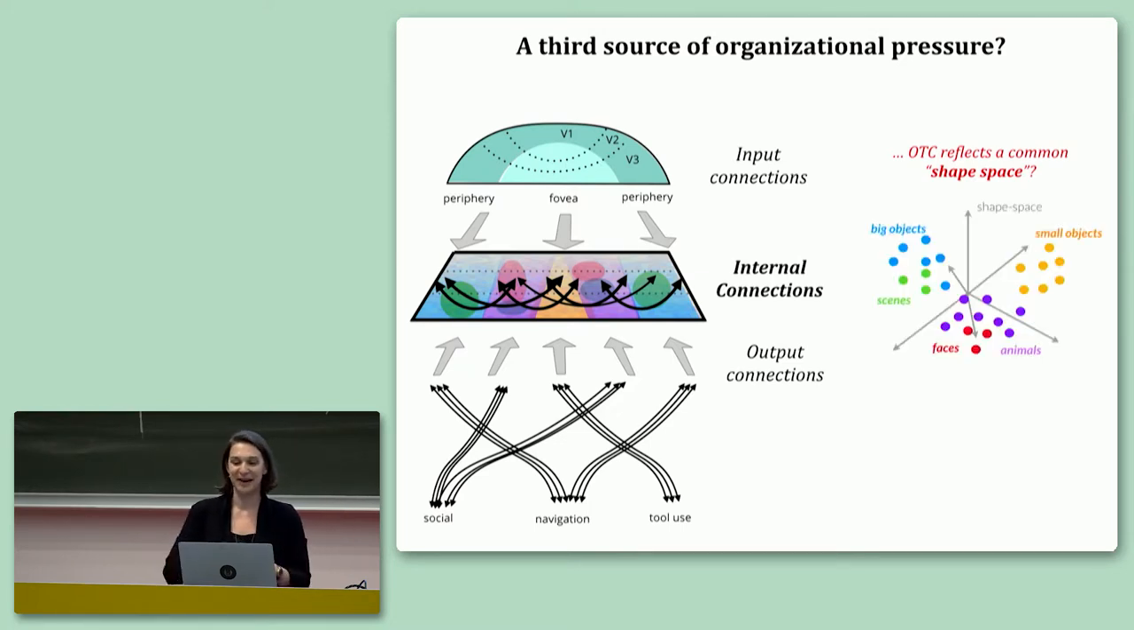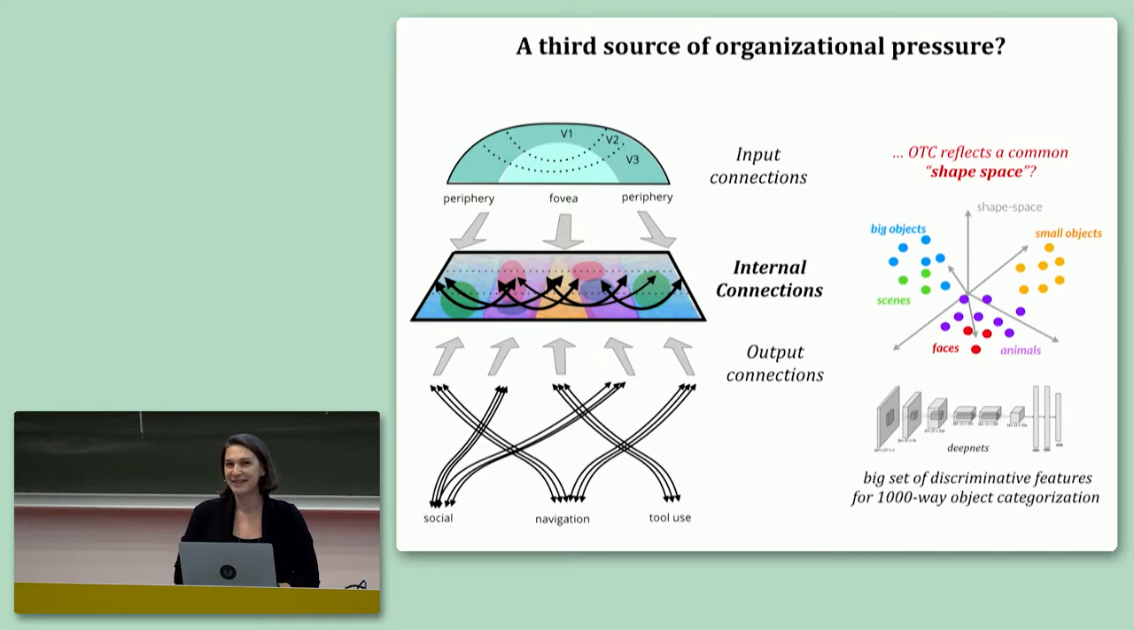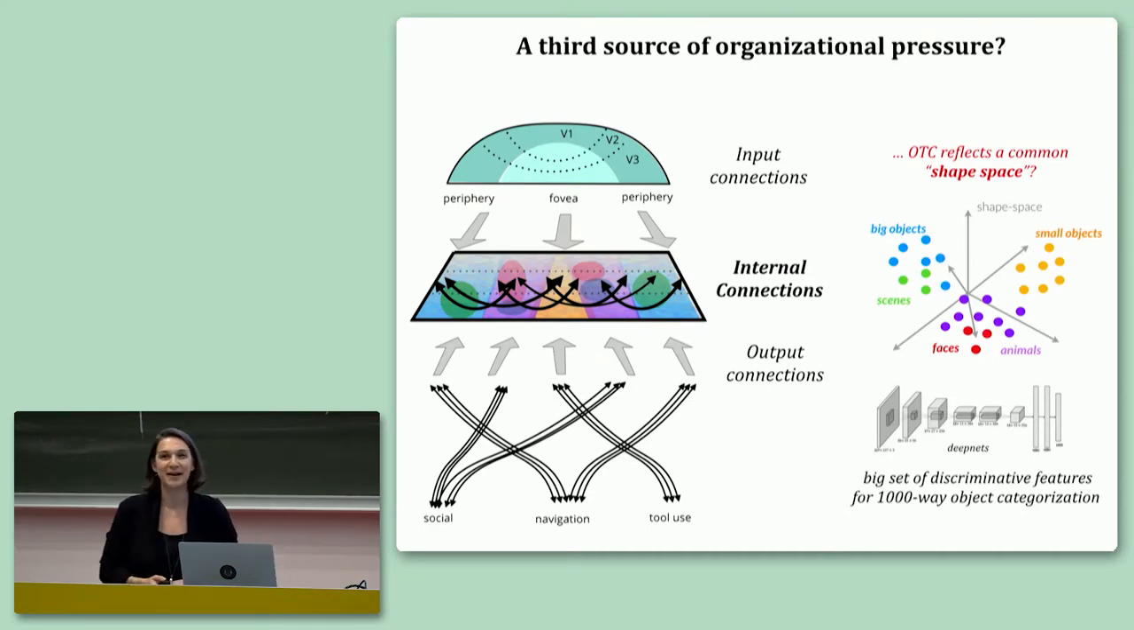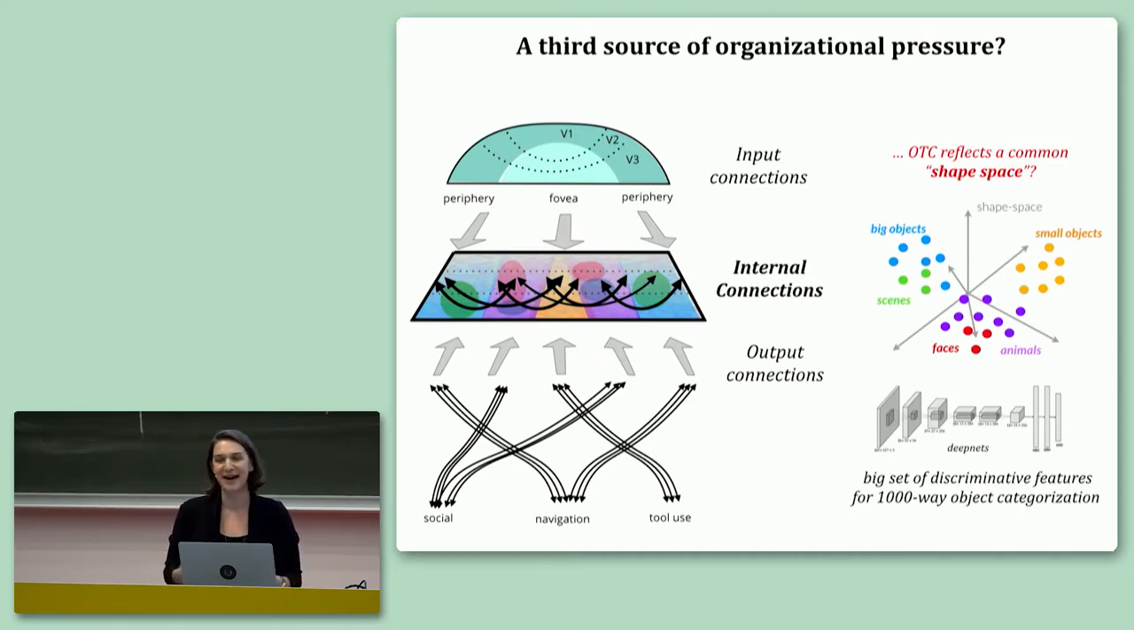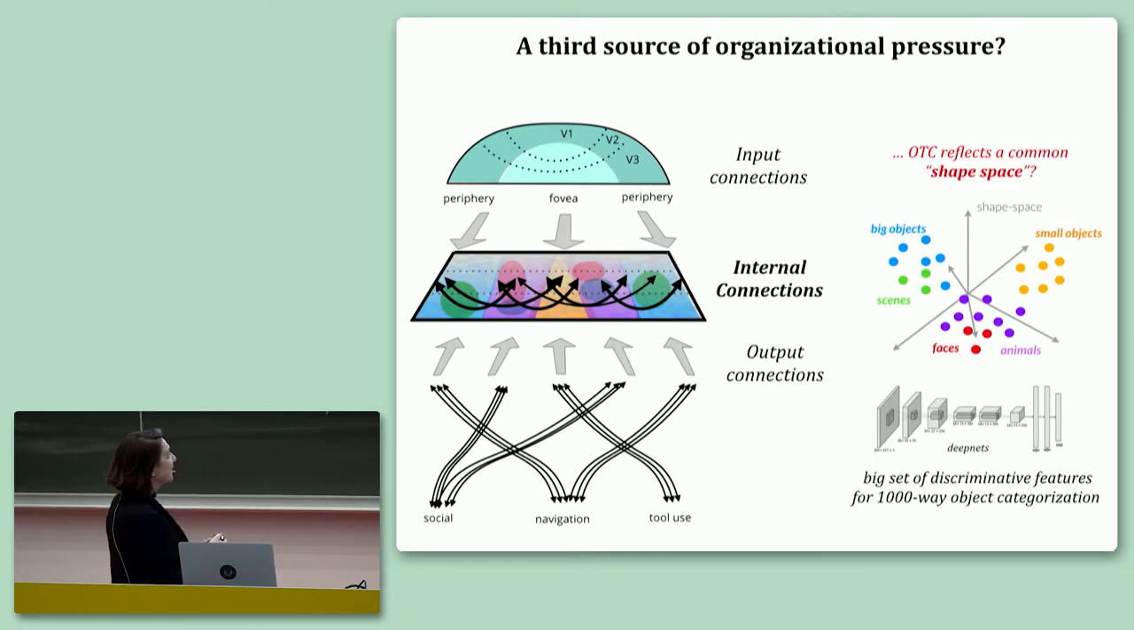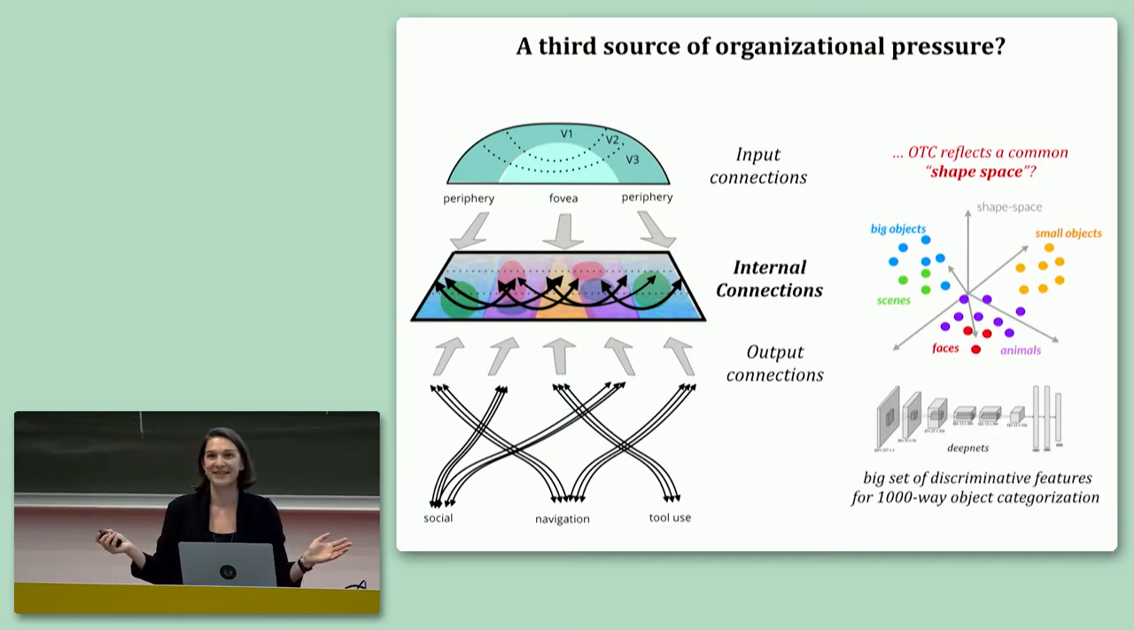So here's a schematic of that, where what you're trying to do is learn features that separate all the things from everything else, so you can represent and perceive all the different kinds of shapes you might see in your world. And interestingly, this is not too unlike what deep nets are doing. If you take AlexNet trained on ImageNet, what does it do but learn a bunch of convolutional filters in service of a thousand-way object categorization?